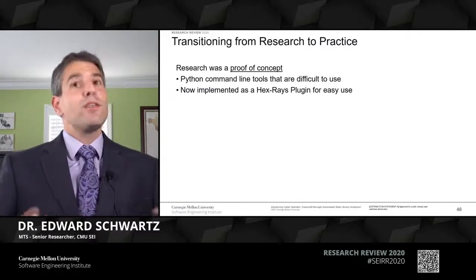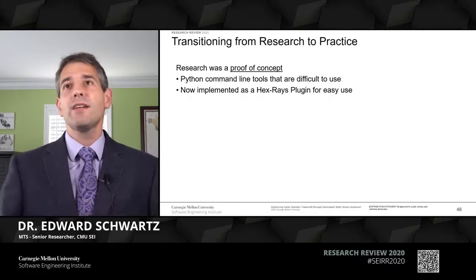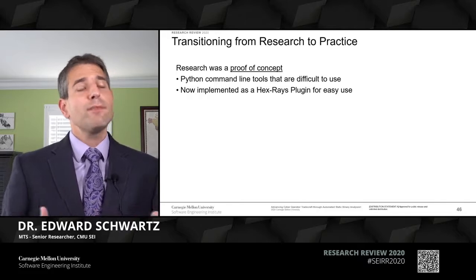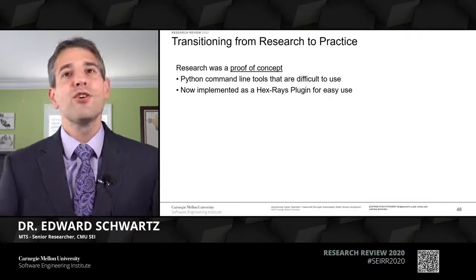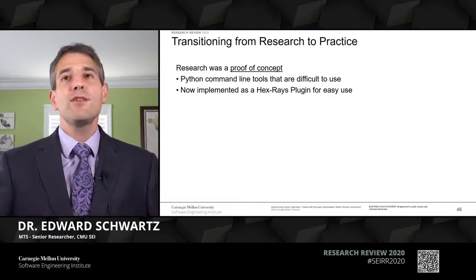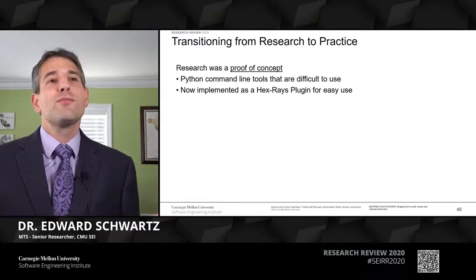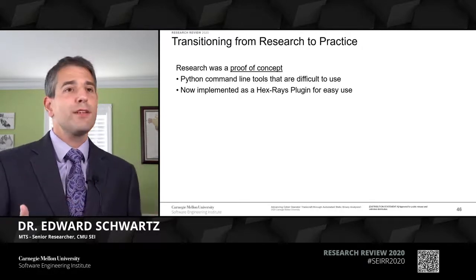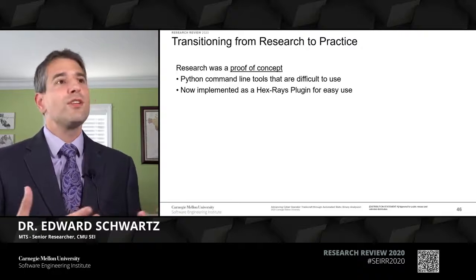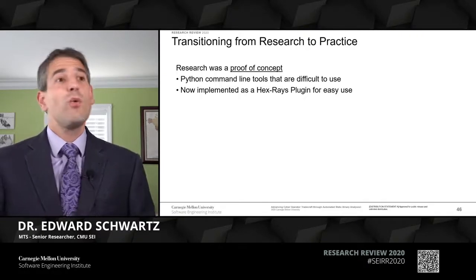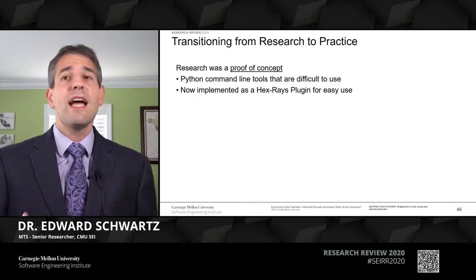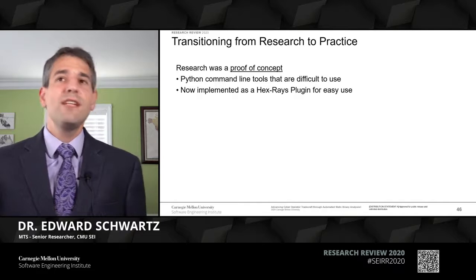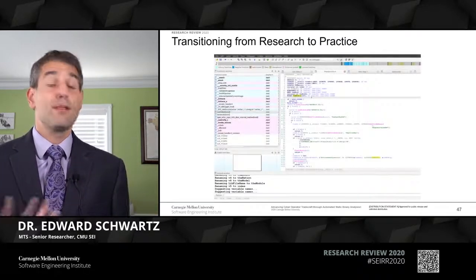So one of the themes about our talk today has been about how we can take cutting-edge research and transition it to practice. And last year we actually talked about this project when it was really cutting-edge research. And at the time, we had this proof of concept that really wasn't usable in practice, right? It was useful for us to demonstrate that this was theoretically possible, but a reverse engineer couldn't use it to actually look at code. So we've now implemented it as a Hex-Rays plugin for the Hex-Rays decompiler that makes it really, really easy to use this system to predict variable names.